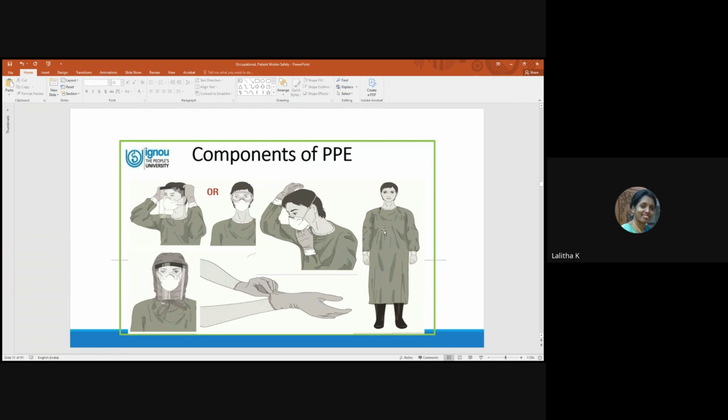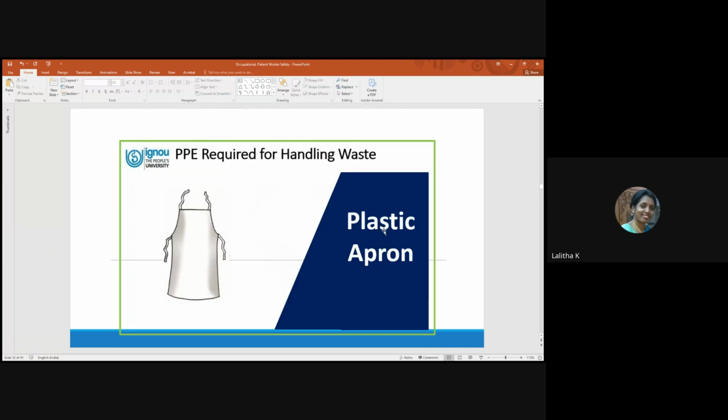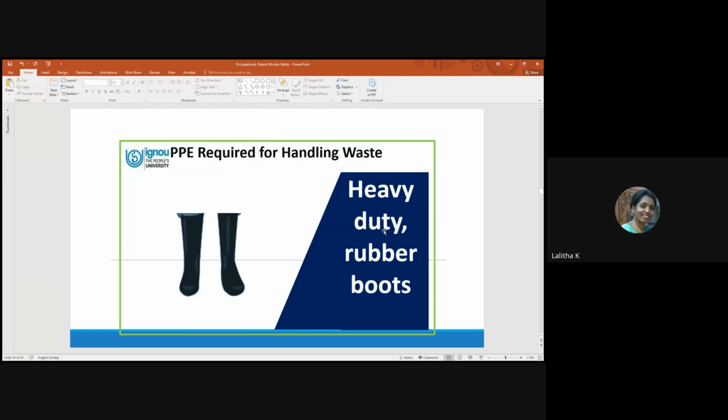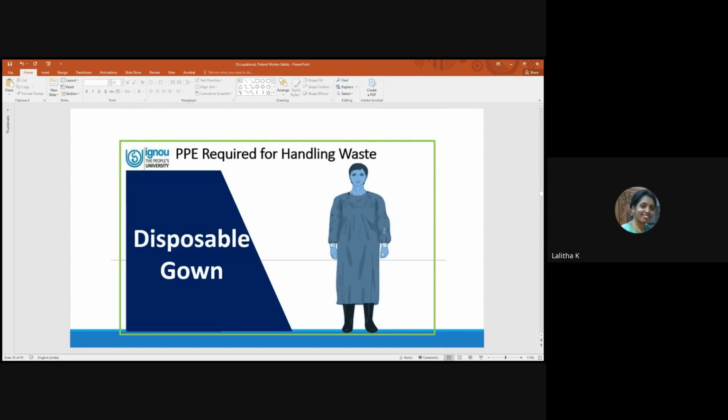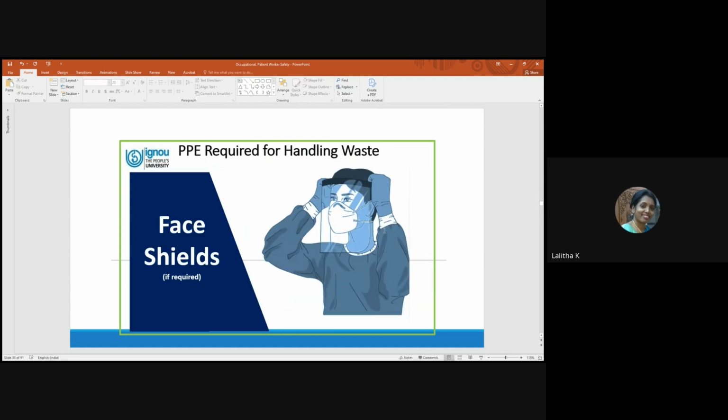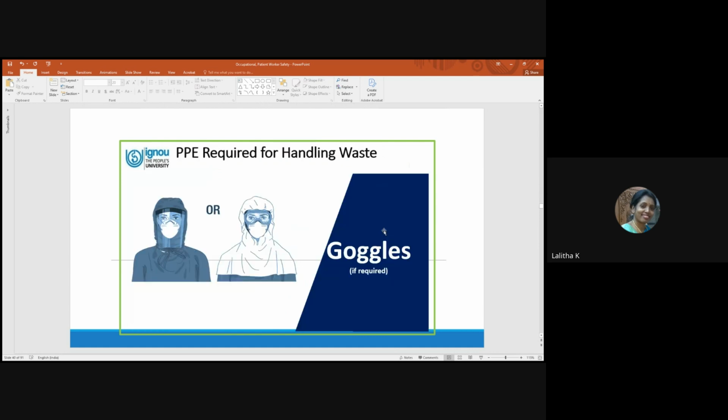So you can use components of PPE. We can decide for the patient, healthcare workers, especially who are handling waste. They can decide to use face mask with shield, with gloves, and they should wear heavy duty gloves, not the regular gloves. Plastic aprons, scrub suits sometimes we may require, and heavy duty rubber gloves, not the normal ones, and a disposable gown especially while transporting the waste, face mask or cap, face shield if required. If they feel there is some exposure or splash which can occur, in such places we can use face shields, goggles if required.